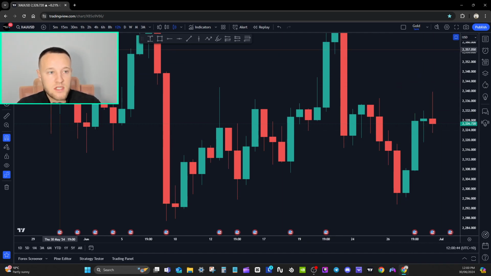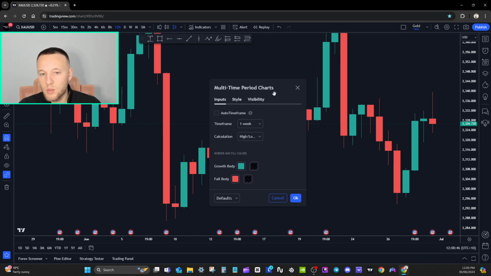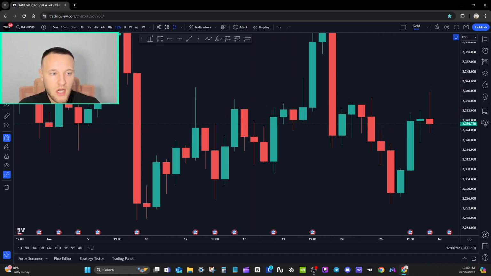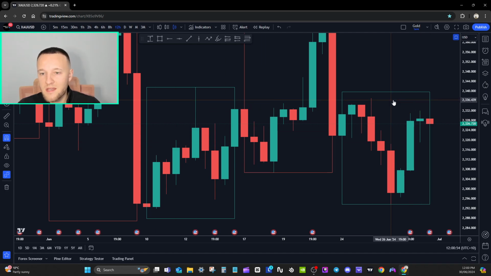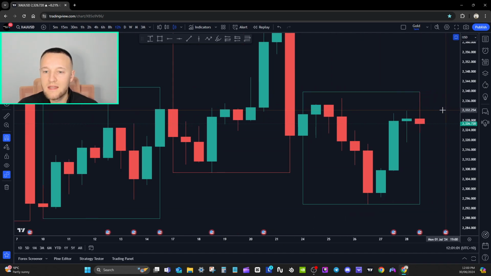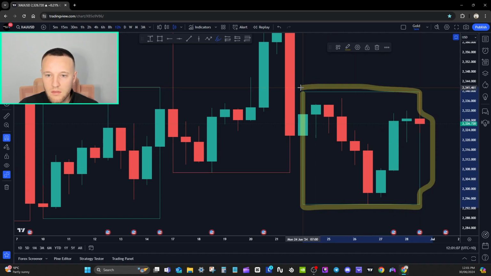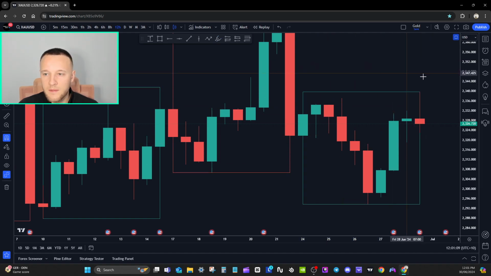So let me just turn on... I have over here the multi-time period charts indicator. This is just going to give us a much easier way to look at the charts from the higher time frames. So if I turn on this, you can see this box right here has formed around this price, right? This is the weekly candle. Everything that you see within this box was from that week, right? Right here. This is the week, okay?